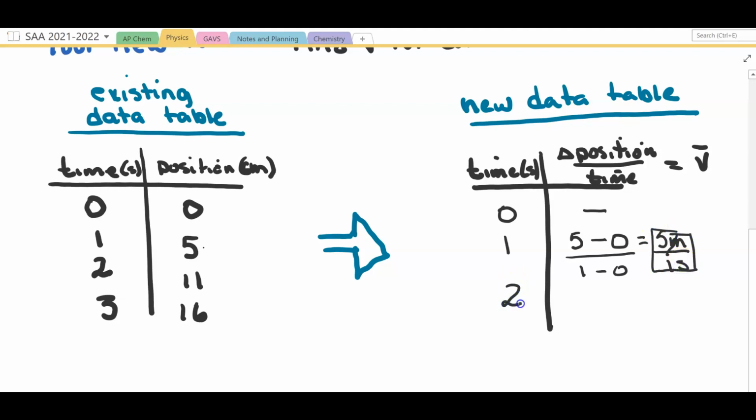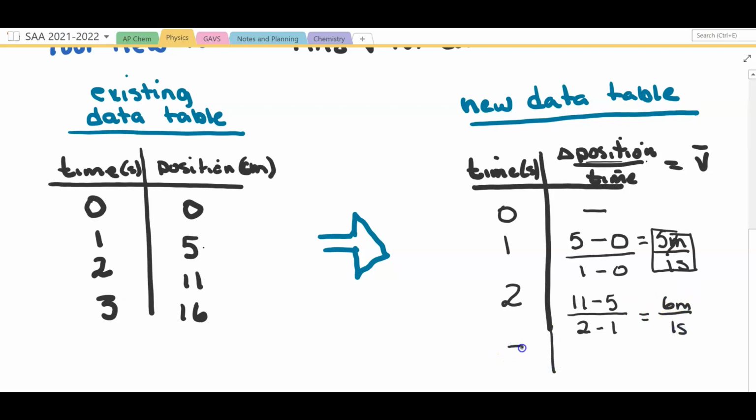For the second one, we're going to look at our change in position. We wound up at 11. We started at 5. This was time number 2 compared with time number 1. So we wound up with 6 meters in 1 second.